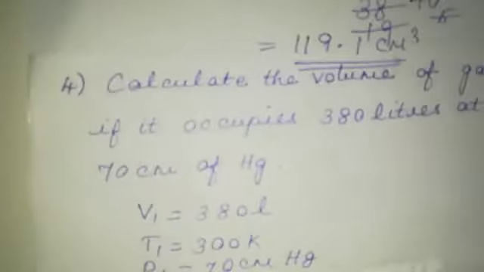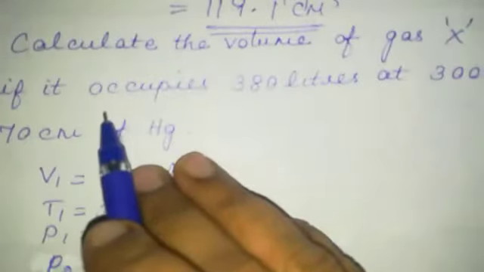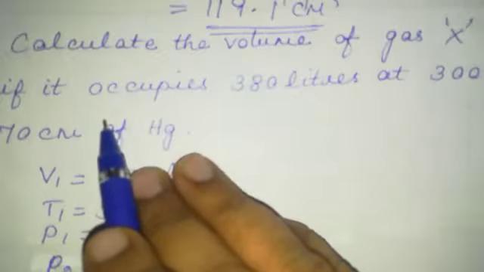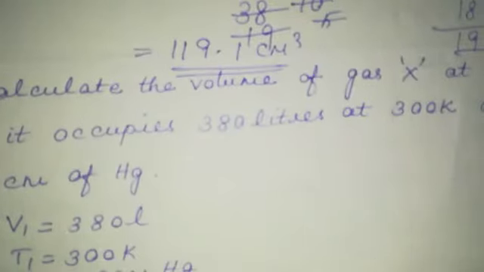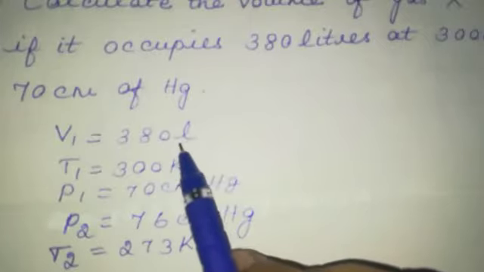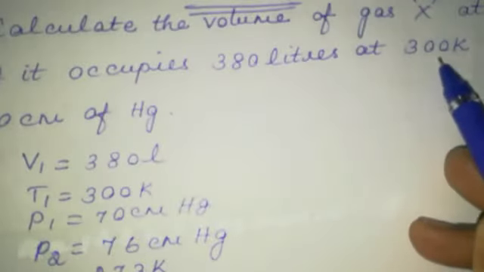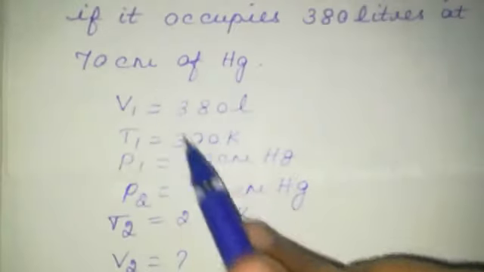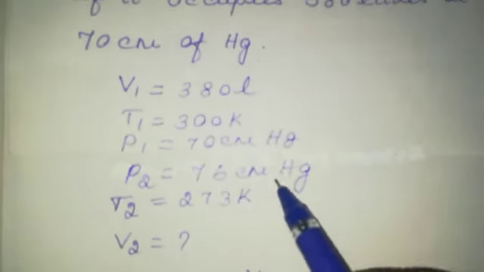This is your answer. Now coming to the fourth problem: calculate the volume of a gas X at STP if it occupies 380 liters at 300 Kelvin and 70 centimeter of mercury. See here, your volume which is given here is in liters, not in centimeter. So 380 liters you are taking, and the temperature value is given in Kelvin only, not in Celsius. Now your pressure value is 70 centimeter. Since it is 70 centimeter, your P2 value is also going to be 76 centimeter mercury.